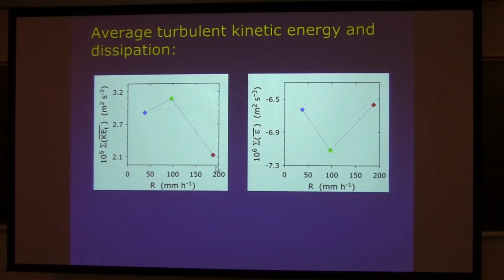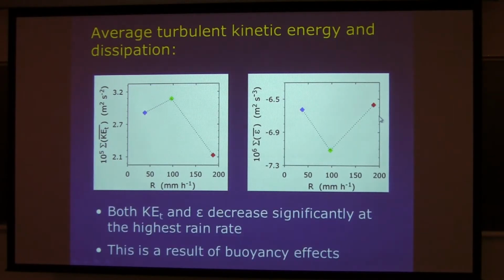If you compute the same thing, but this time calculate the turbulent kinetic energy dissipation rate, you see the same thing: the dissipation rate increases from 40 to 90 and decreases from 90 to 180. And the reason for this, or at least the reason I believe, is that both the turbulent kinetic energy and the dissipation rate decrease significantly at the highest rain rate because of buoyancy effects.